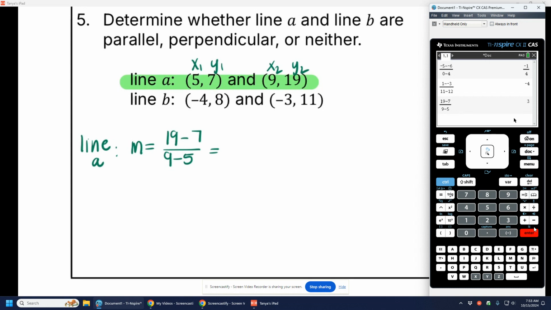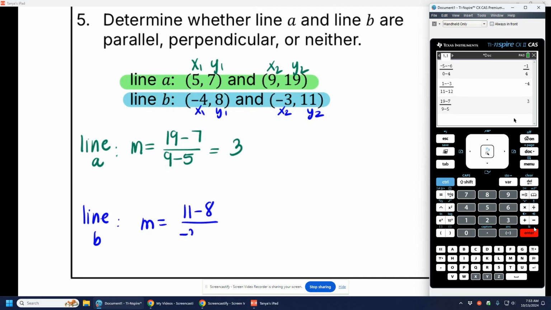And that gives me just positive 3. Okay, now let's look at line B. x1, y1, x2, y2. So the slope of line B would be 11 minus 8 over negative 3 minus negative 4. Let's throw that into the calculator.